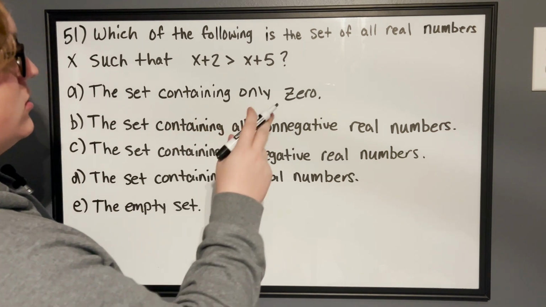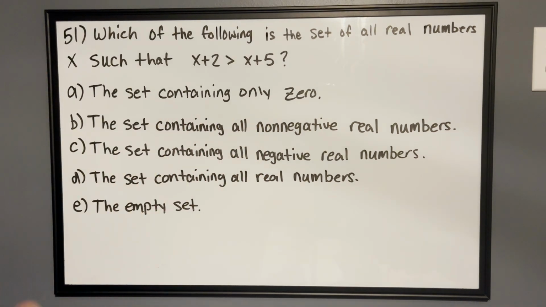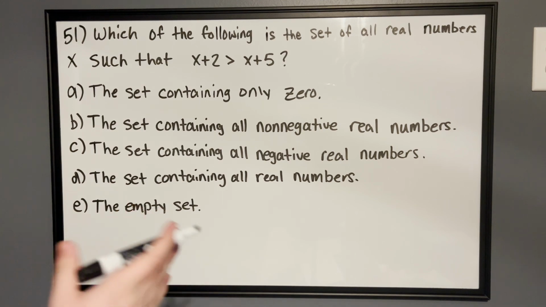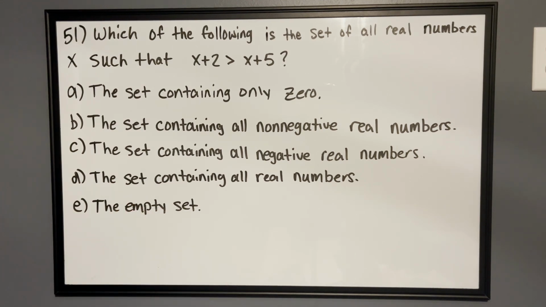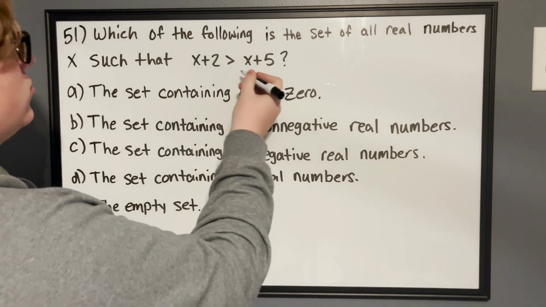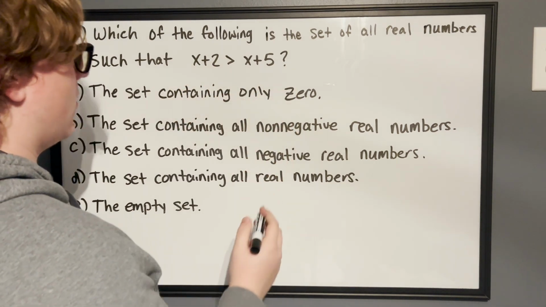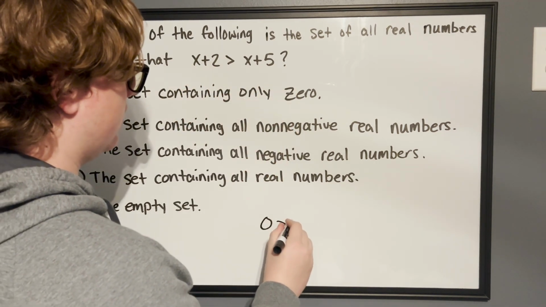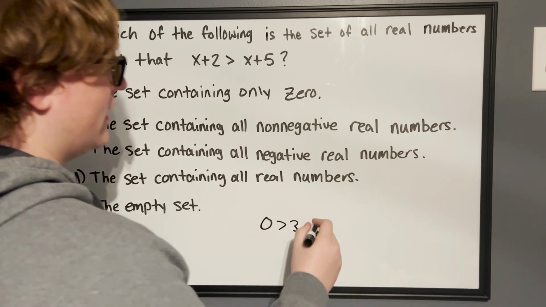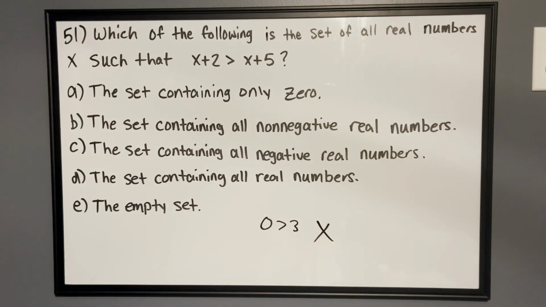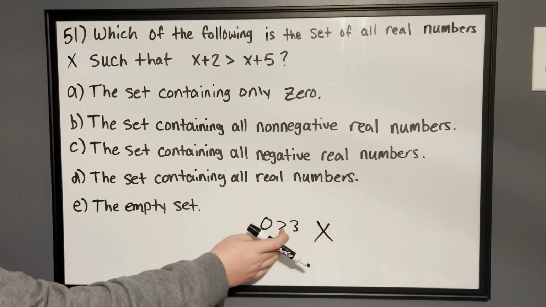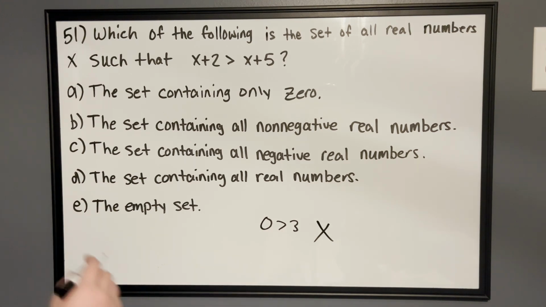If we have x plus 2 is greater than x plus 5, we want to solve for x. So we want to get all of the x's on one side and all of the numbers on the other. Well, we see that when we subtract x and subtract 2 from both sides, we get 0 is greater than 3. And 0 is greater than 3 is never true. It doesn't matter what value of x you plug in, because 0 will never be greater than 3. So the answer is going to be E.